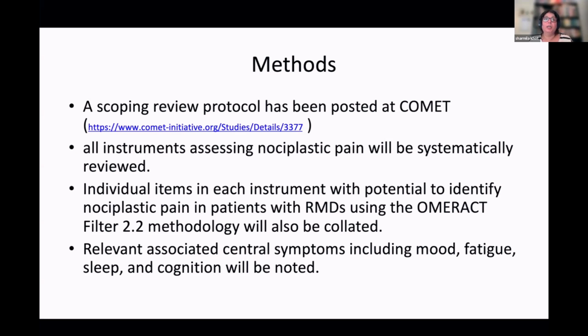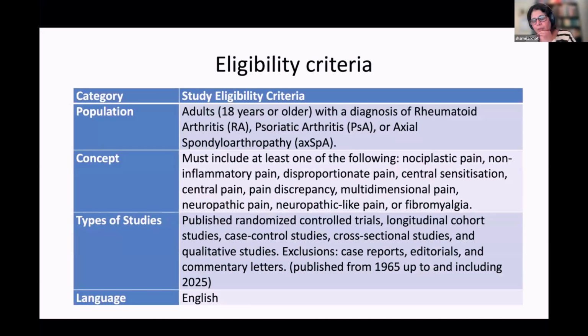other symptoms which we know are the central symptoms commonly seen, which are mood disturbance, sleep, and cognitive changes, which also impact on pain directly or indirectly, will be pulled out from the publications. So we came up with a PCC, looking at the population, concept, and types of studies, and we're going to look at adults 18 years or older with a diagnosis of rheumatoid arthritis, psoriatic arthropathy, or axial spondyloarthropathy. So focusing on 3 inflammatory arthropathies.